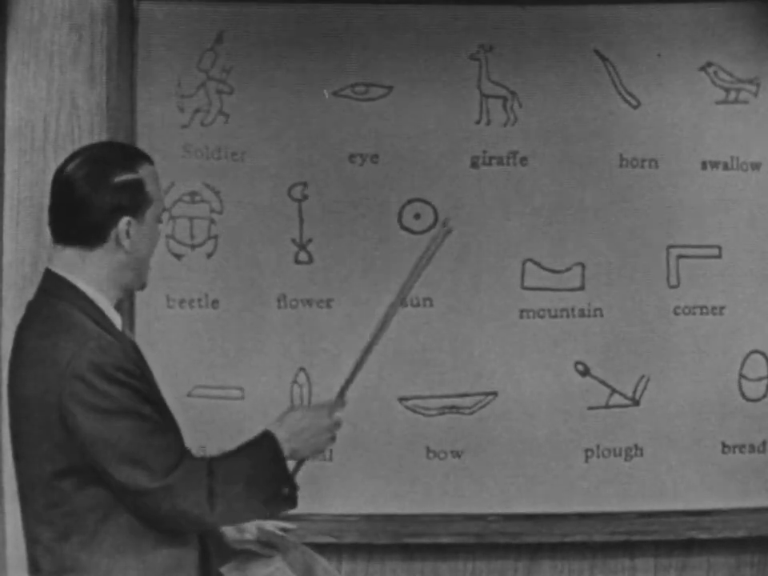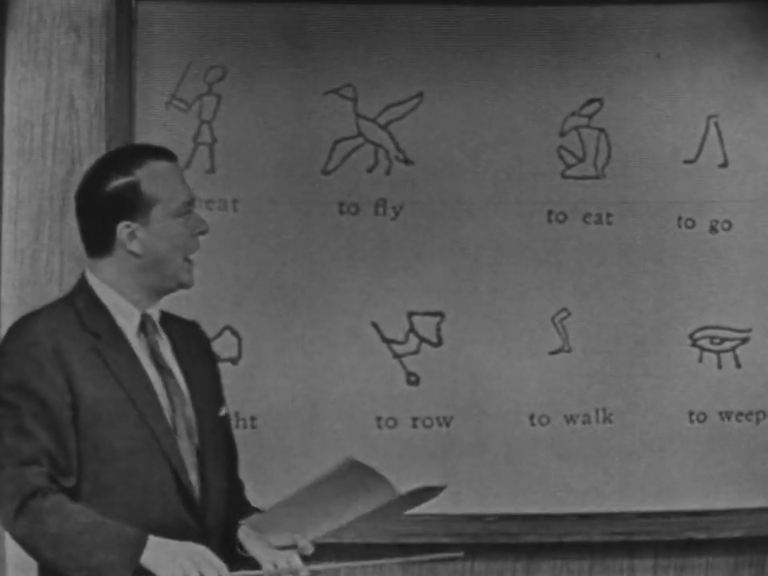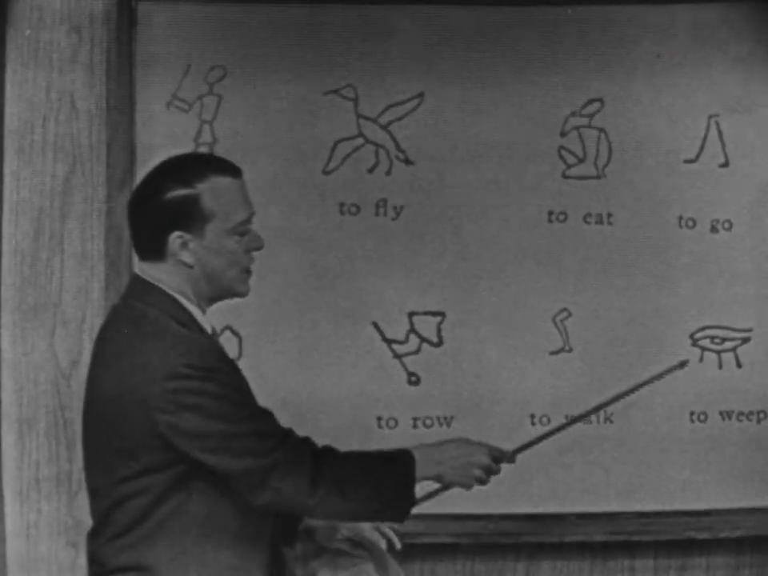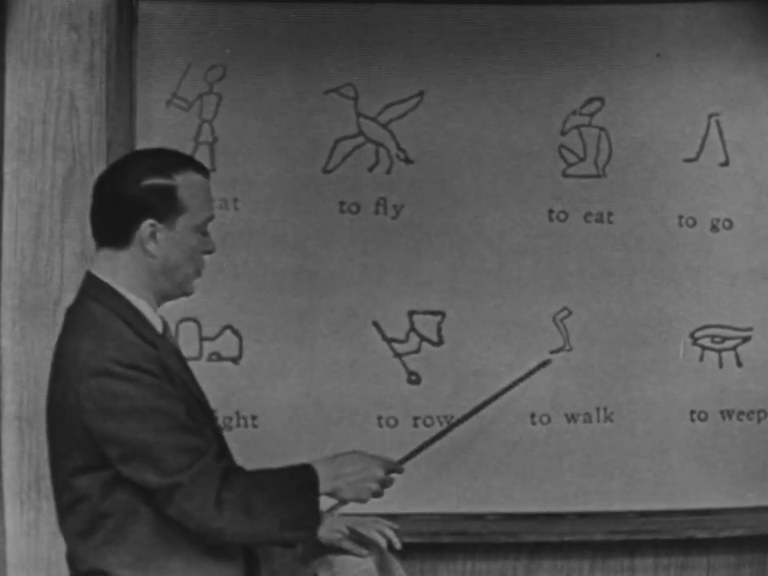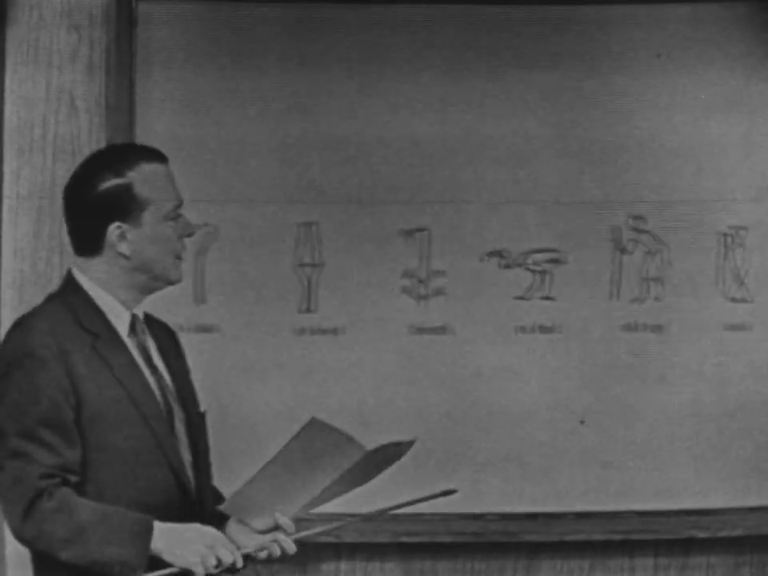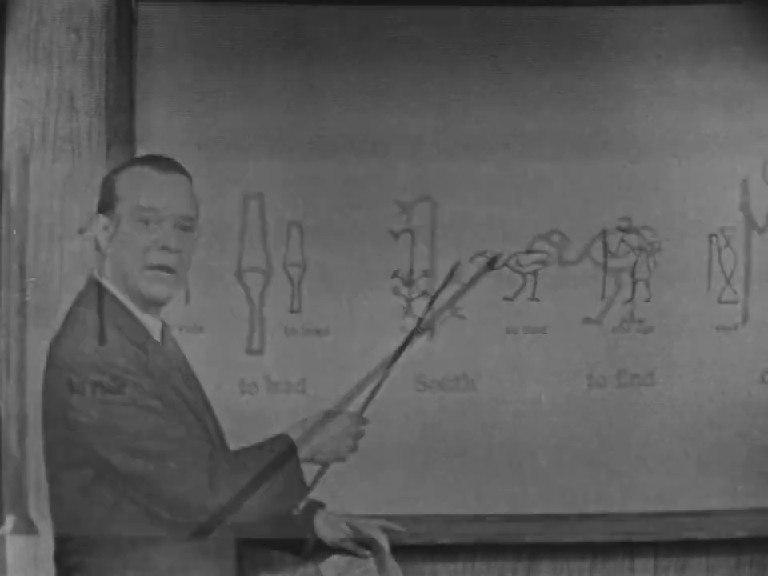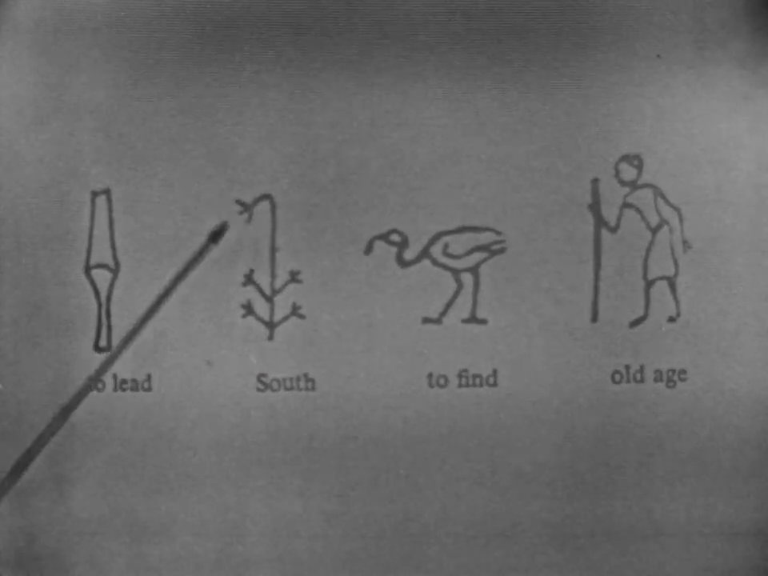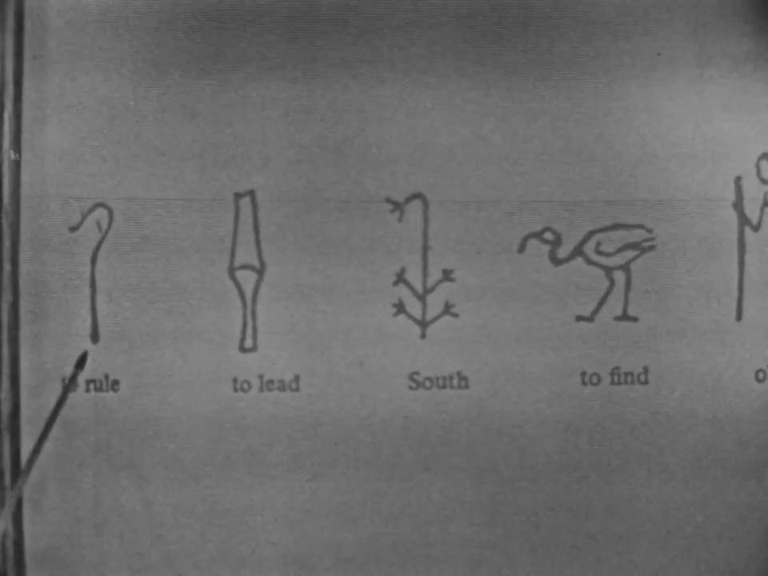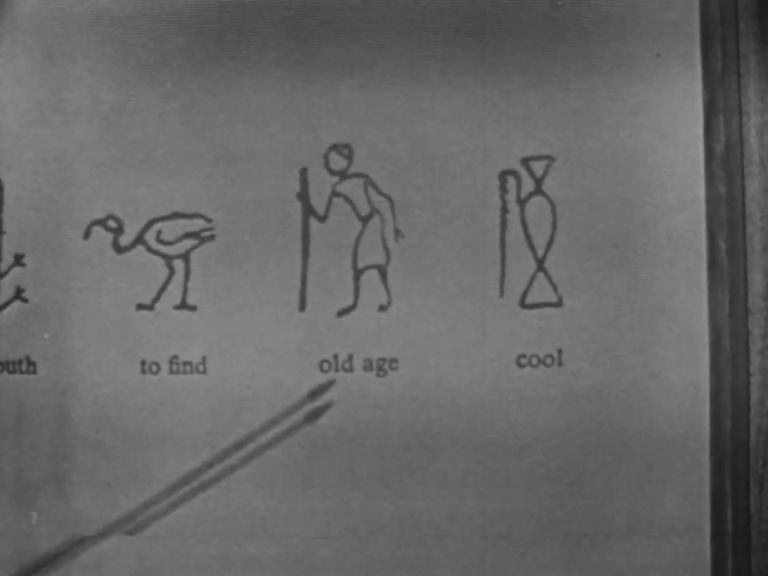a plow, the sun. But also, there was in this particular writing system an ability to represent actions: to fly, to eat, to go, to weep, with the tears coming out of the eyes, to walk, one leg. And then, too, there were actual pictures that represented concepts, or ideas. To find, here's a bird getting a worm. South, the plant turned this way. To lead, the symbol of a ruler, and this one to rule, a scepter. And then cool, actually water running out of a vase, old age.